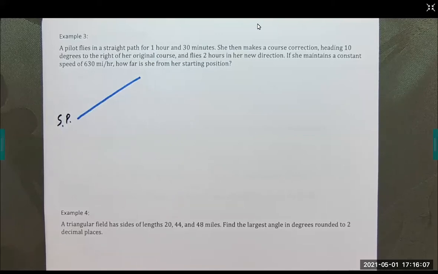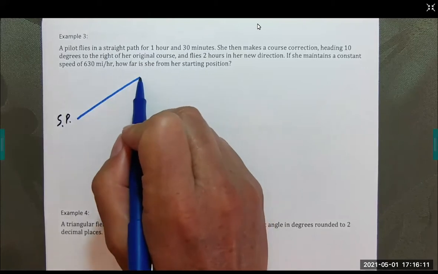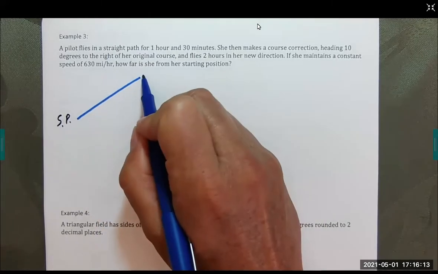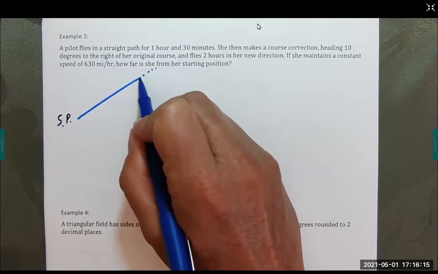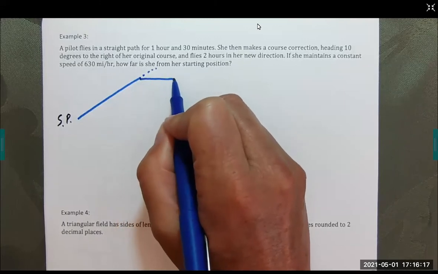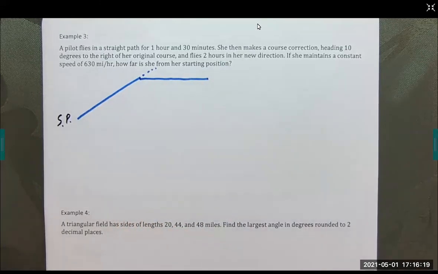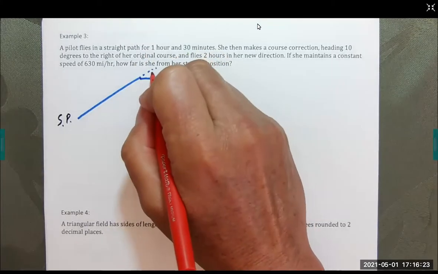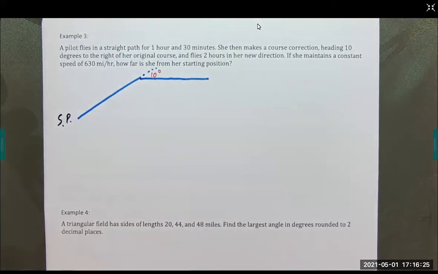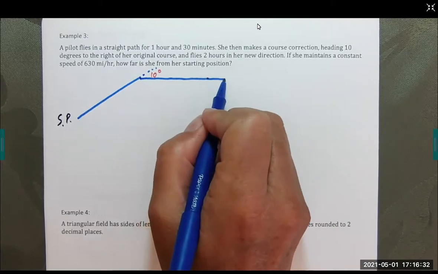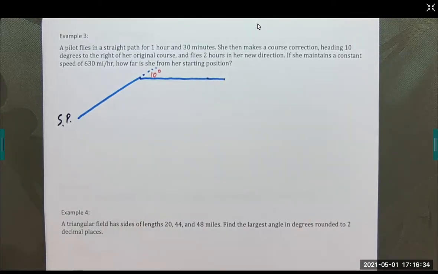And an hour and 30 minutes into that, she makes a 10 degree turn. So if we continue this on, meaning this in here is 10 degrees. And she continues on for 2 hours, so a little bit longer. How far is she from her original starting point?